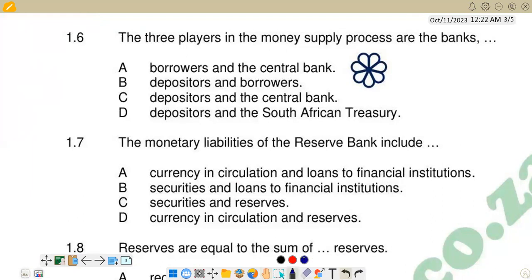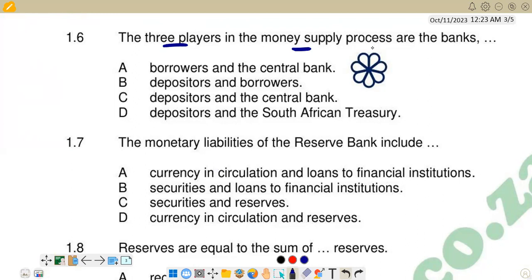Because here the question is asking us to identify three players in the money supply. So we would want to understand what is actually the meaning of money supply. Money supply basically is the money that is circulating in the economy, money that is in the hands of the public. So when we have more money being injected into circulation in the public from the financial institutions, we are saying there is an increase in money supply.